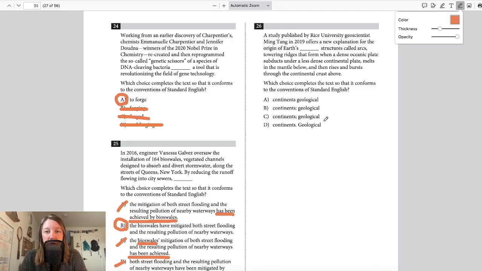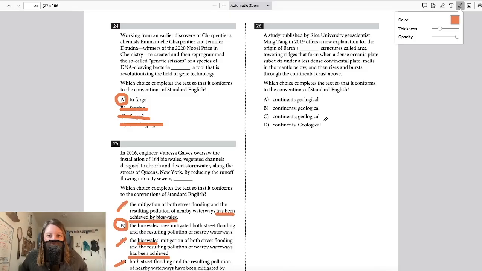Okay, so for number 26, this says, a study published by Rice University geoscientist Ming Tong in 2019 offers a new explanation for the origin of Earth's blank. Structures called arcs, towering ridges that form when a dense ocean plate, blah, blah, blah. Okay, this is another conventions question, so let's take a look at what we're trying to plug in here. So this is continents geological. So we need to figure out how that fits in with the rest of the paragraph. So clearly, it's Earth's continents, the continents belonging to Earth, right?